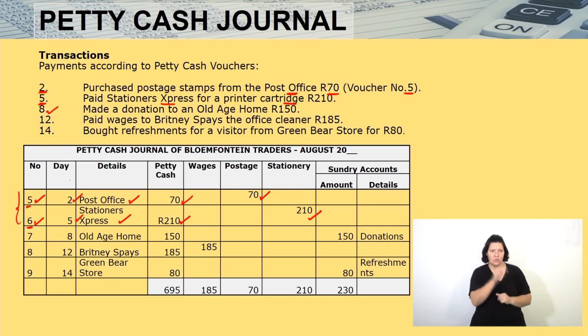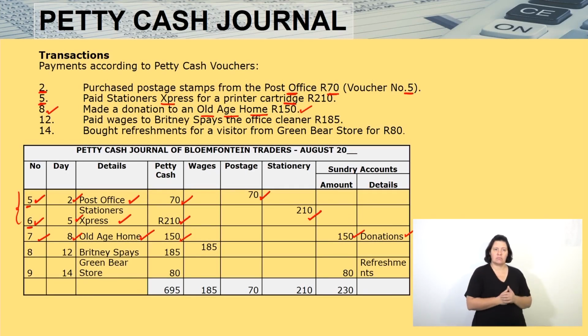You can see here. Then on the 8th, here is my day. The document numbers are still going on in their numerical order. And then it says, made a donation to old age home. So when I come here, it's old age home. And then how much was the donation? 150. So I bring my 150 here. That donation is not part of wages or postages or stationery. So I bring it to my sundry accounts. 150, then I say donations.